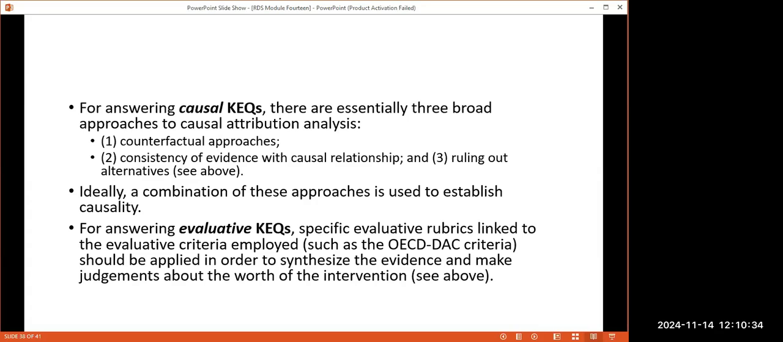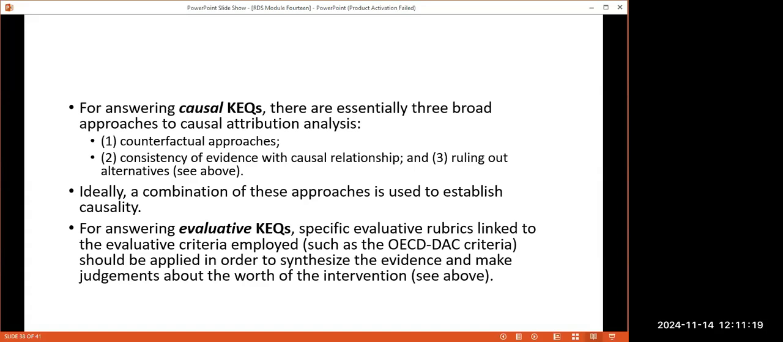For causal questions, these are questions that interrogate the link between what happened and the impact. So it's about the causal attribution analysis. Then we have also questions that are evaluative, like we saw earlier. Those can be managed through looking at the criteria that we talked about earlier, of the OECD.